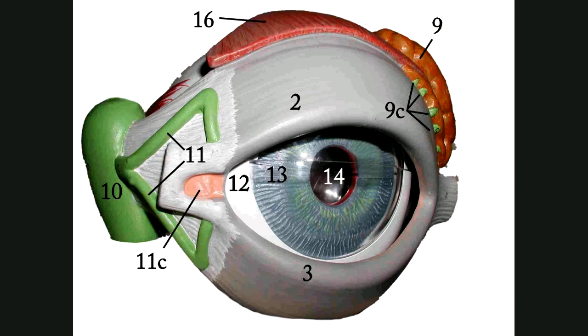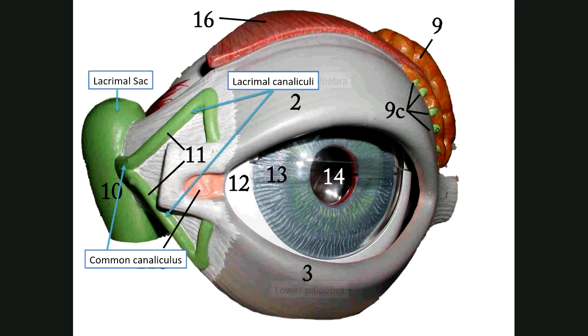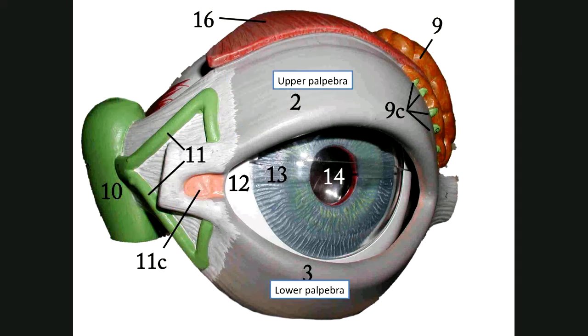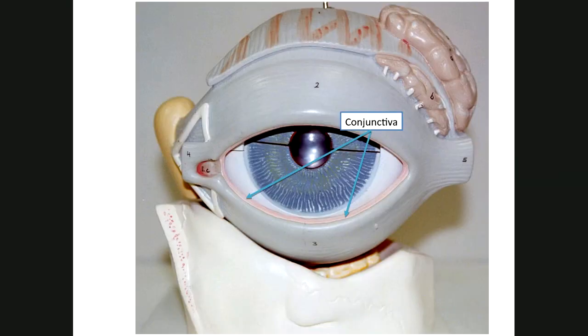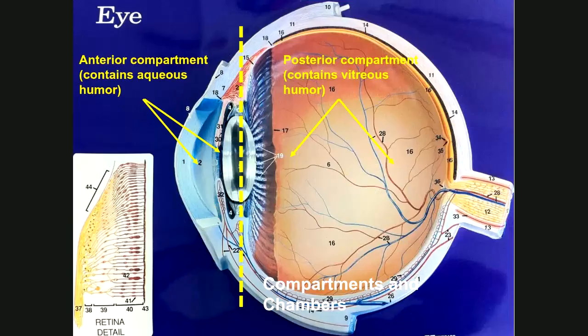Let's look at the inside of the eyeball. So if we cut open the eyeball, it's hollow in the middle. And so if you look here, you can see a big hollow space. Well, it's not empty, it has fluids in it. And there's actually more than one hollow space. So if we look here, there's a dividing line, and here's the dividing line.